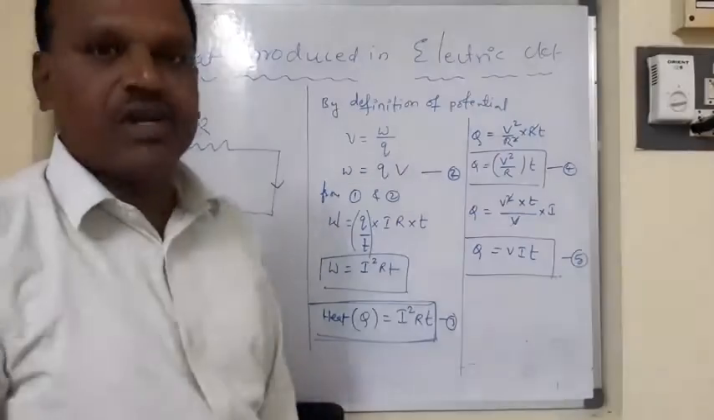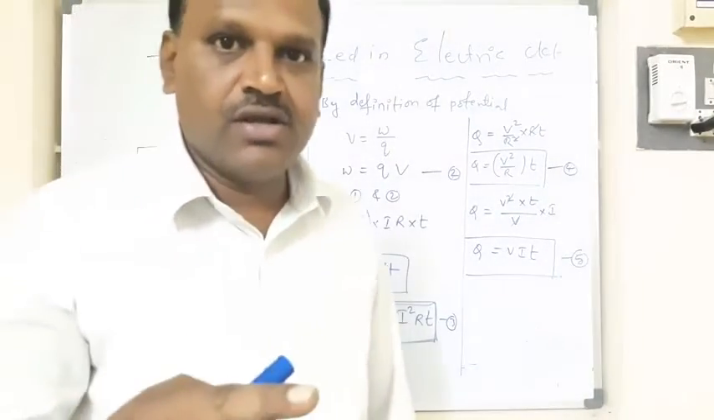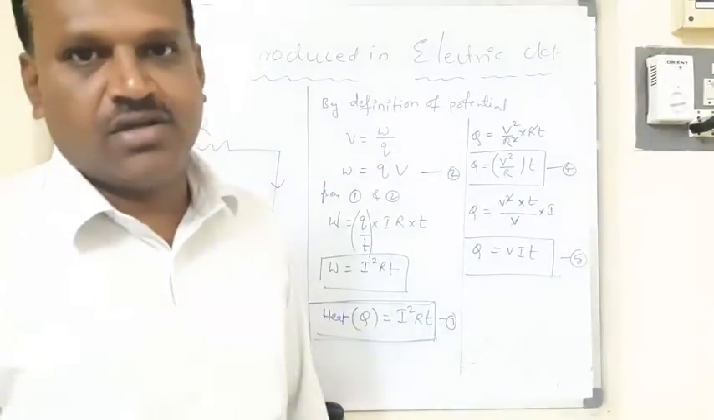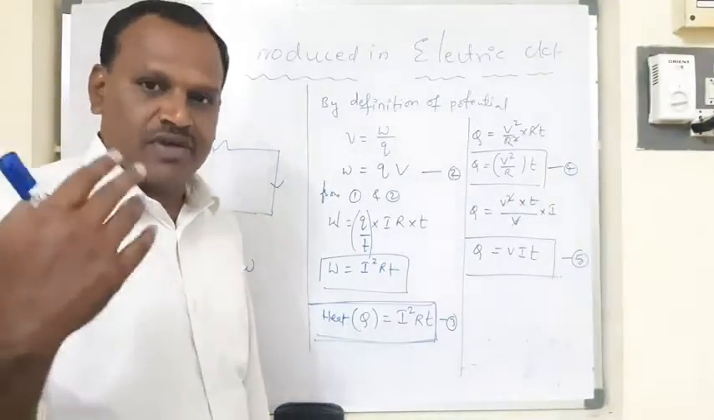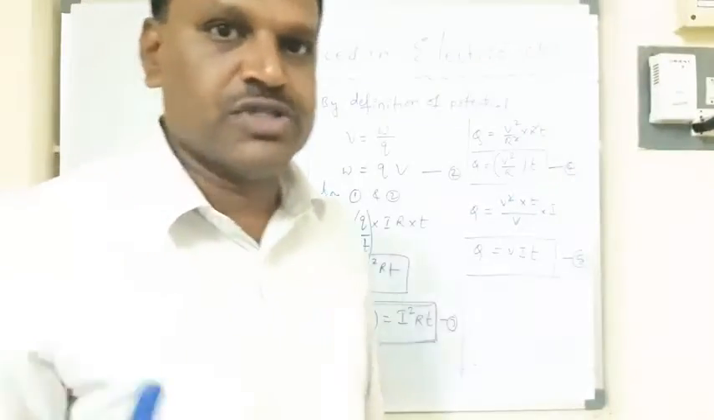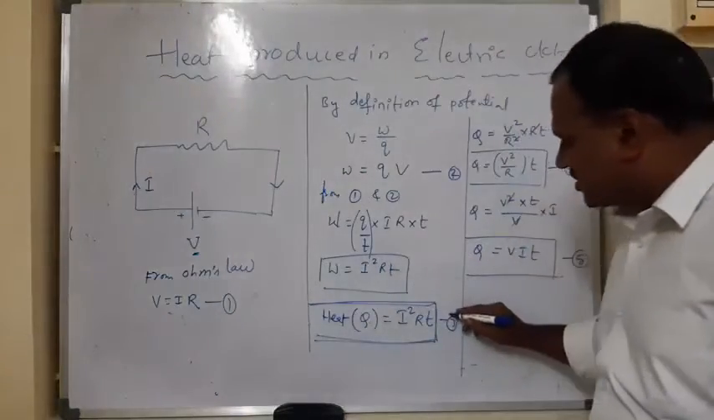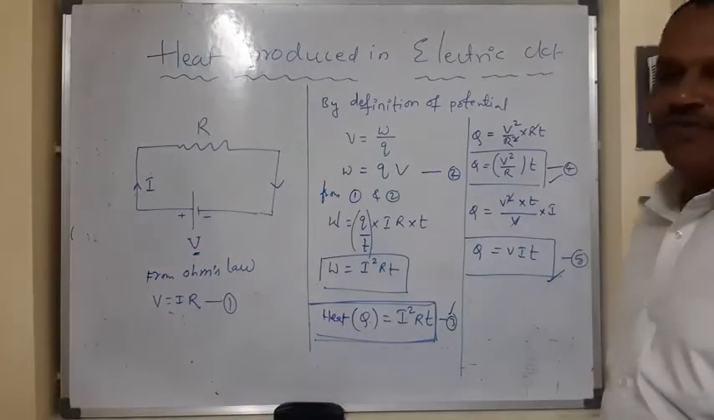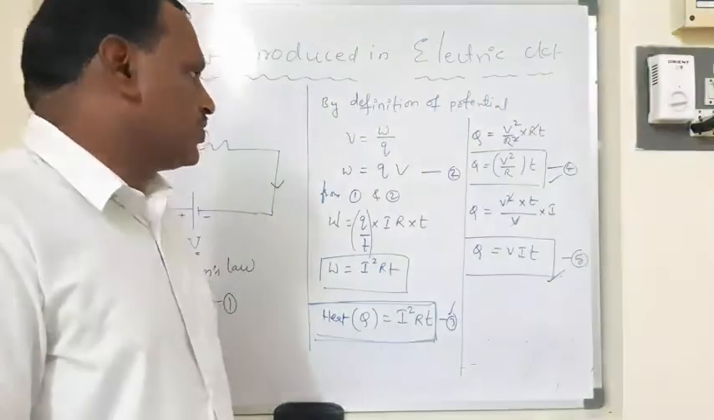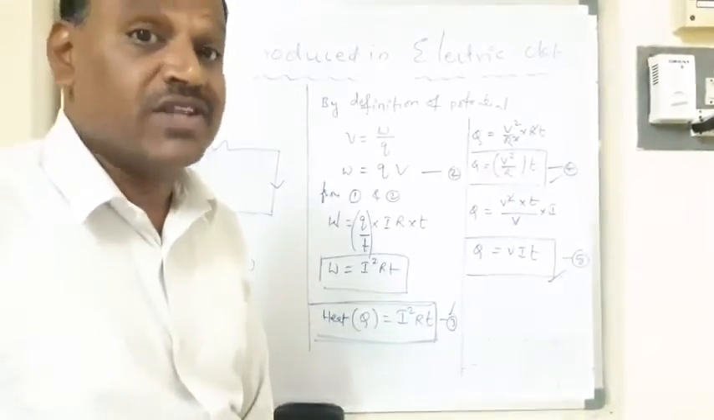All these three equations represent the heat produced in the electric circuit in terms of current and resistance, or in terms of voltage and resistance, or in terms of potential and current, right? So three variables are there, because of that we are getting three equations. All are equivalent but depend upon the variable given. Accordingly use the formula for the calculation of heat energy. So use these equations to find out the electrical energy produced in electrical circuits.